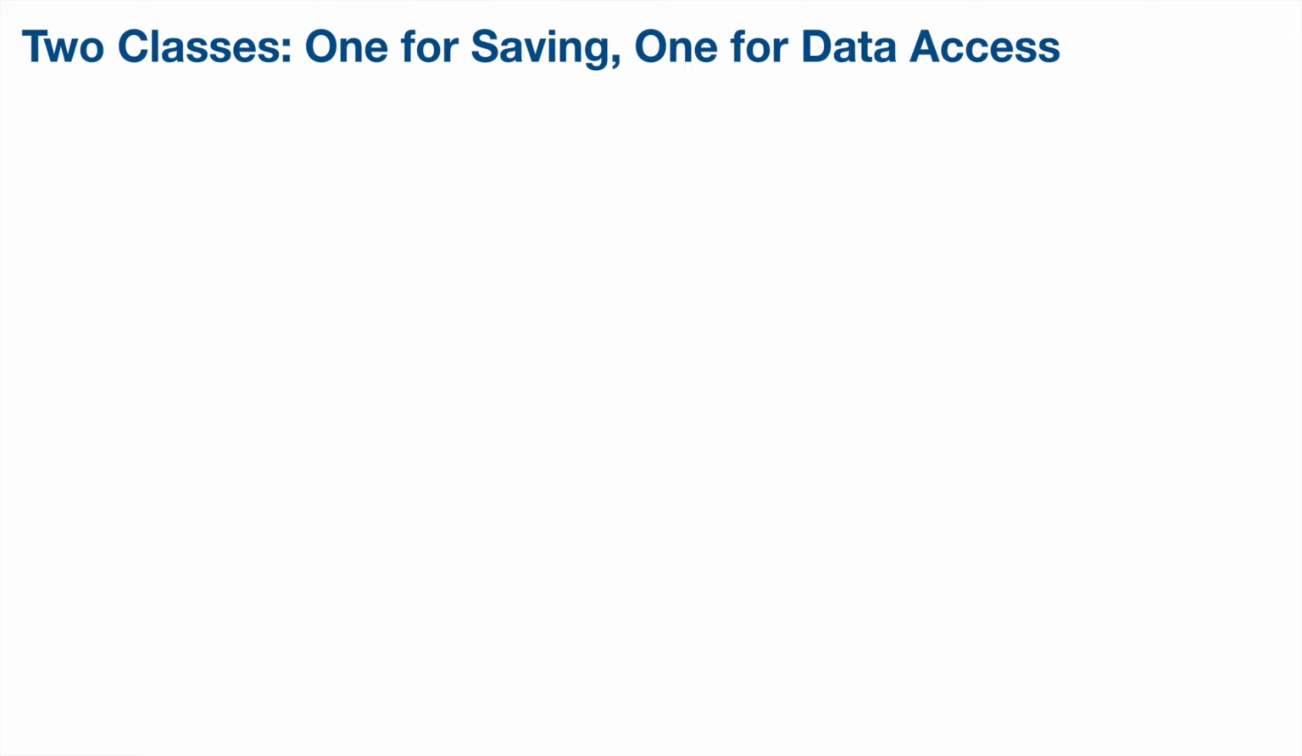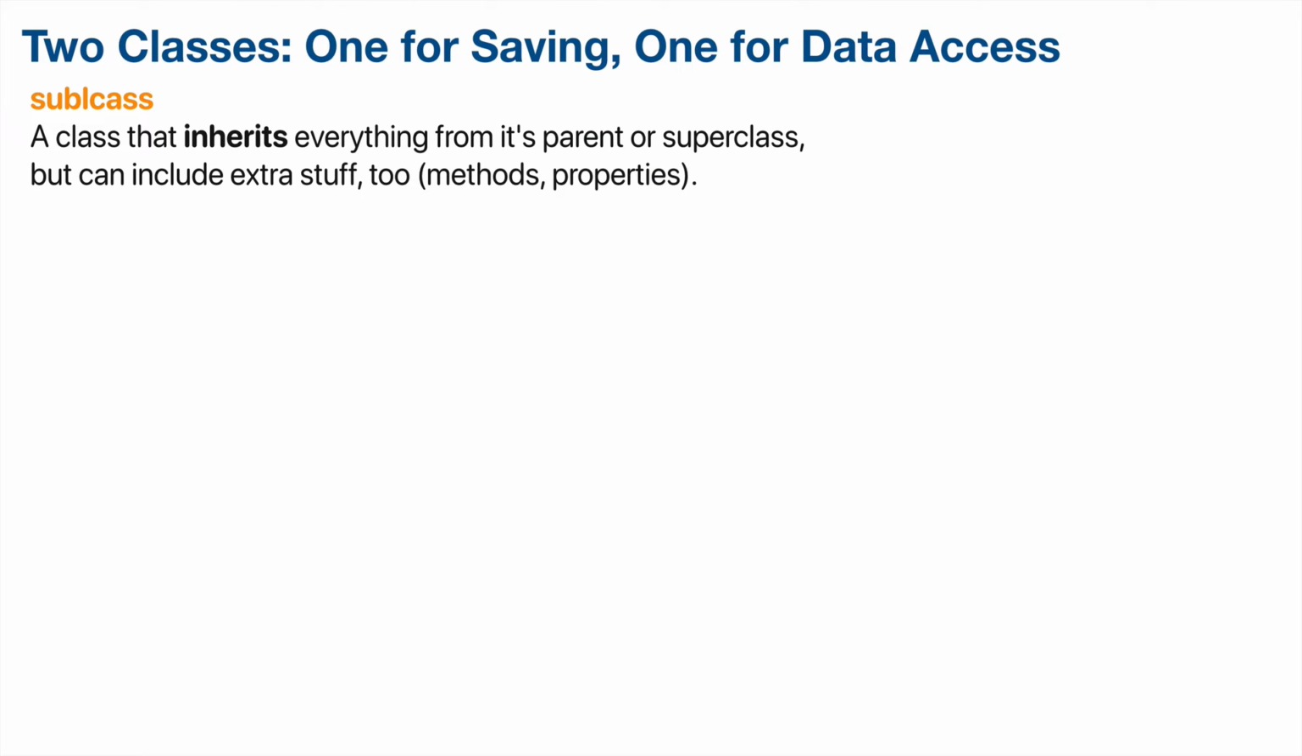Now, a subclass is a class that's based on another class. It inherits everything from its parent class. Parent classes are sometimes called superclasses. But in addition to all that superclass goodness, the subclass also contains its own stuff, additional properties and methods.